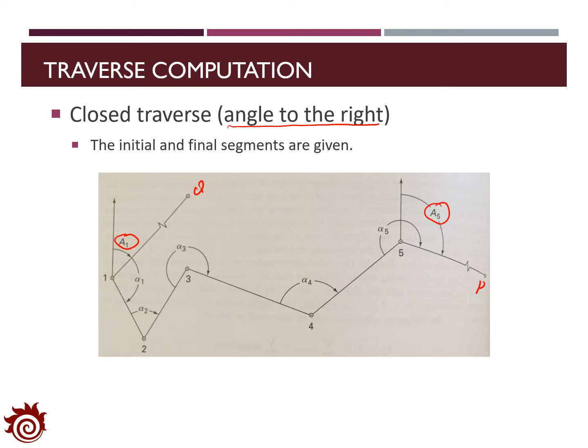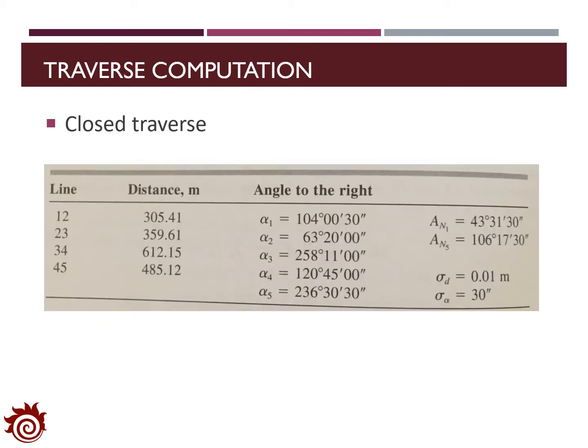In addition, we measure the angle to the right for all the points. With that, we have alpha 1, alpha 2, alpha 3, alpha 4, and alpha 5. And then we will see how we can apply the computation for this example. First, with the distance measurement, we can find out the distance of all the 4 lines, 1-2, 2-3, 3-4, and 4-5, which is shown in the second column.